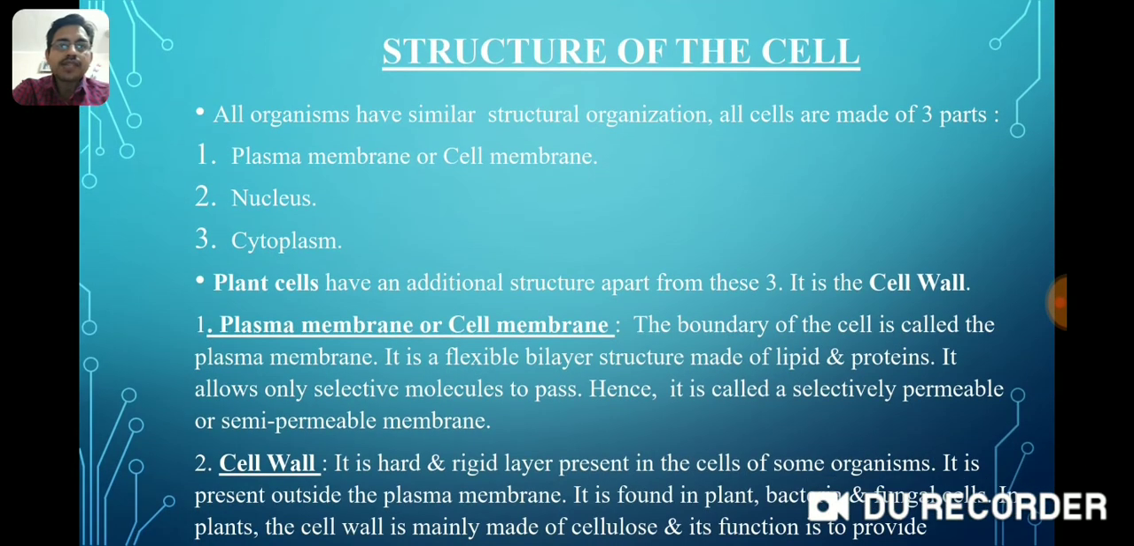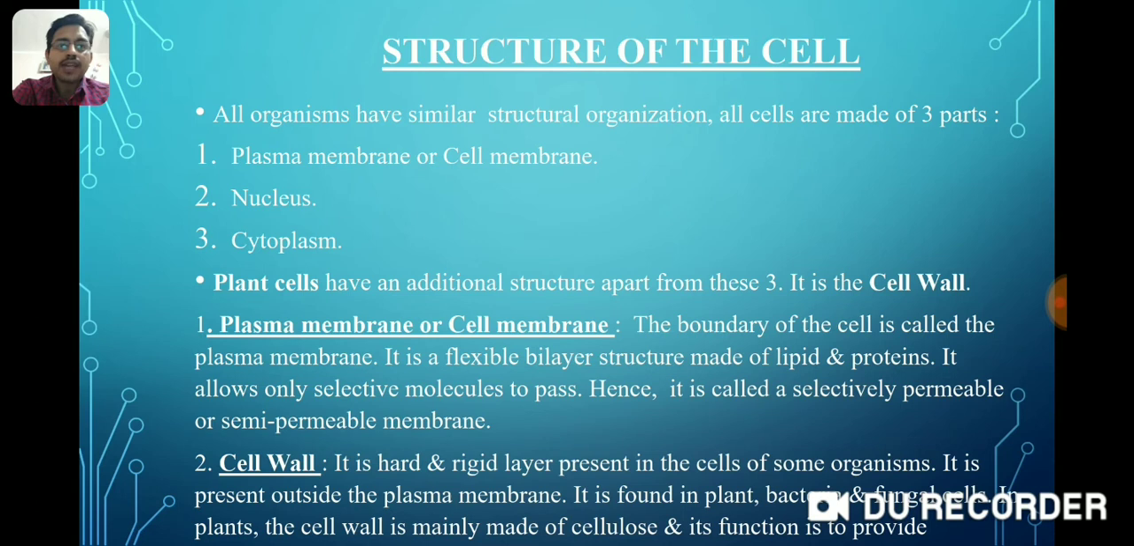Now let's study the structure of the cell in detail. All organisms have similar structural organization, so all cells are made up of three parts: the plasma membrane, which is also called the cell membrane, the nucleus, and the cytoplasm. Plant cells have an additional structure apart from these, and it is the cell wall. That means in plant cells, in addition to the plasma membrane or cell membrane, there is an outer cover of cell wall.